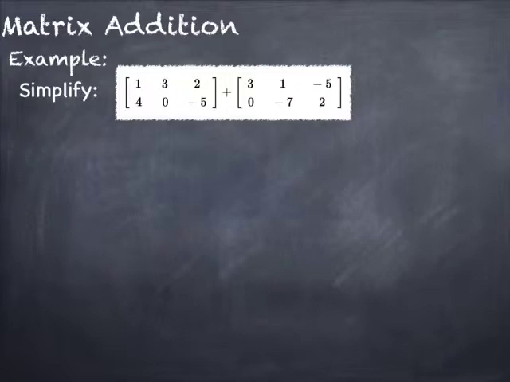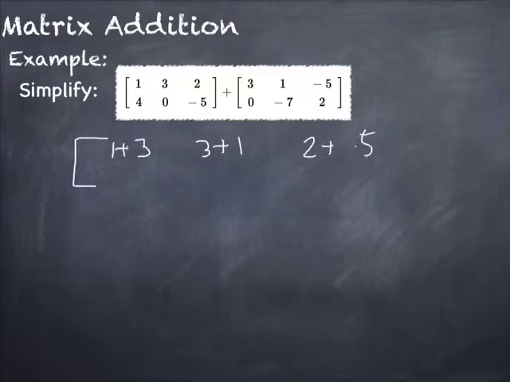Now we can add two matrices together if they have exactly the same dimensions. Here we've got 2 rows and 3 columns by 2 rows and 3 columns. So what we do is we just add together the corresponding elements. So here, we're going to have a matrix of 1 plus 3, 3 plus 1, 2 plus negative 5, 4 plus 0, 0 plus negative 7, and negative 5 plus 2.